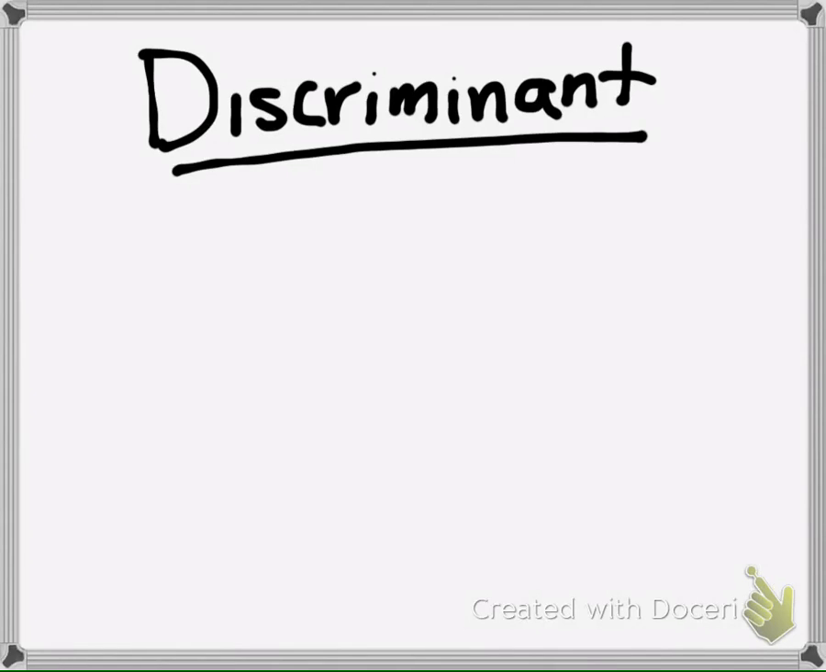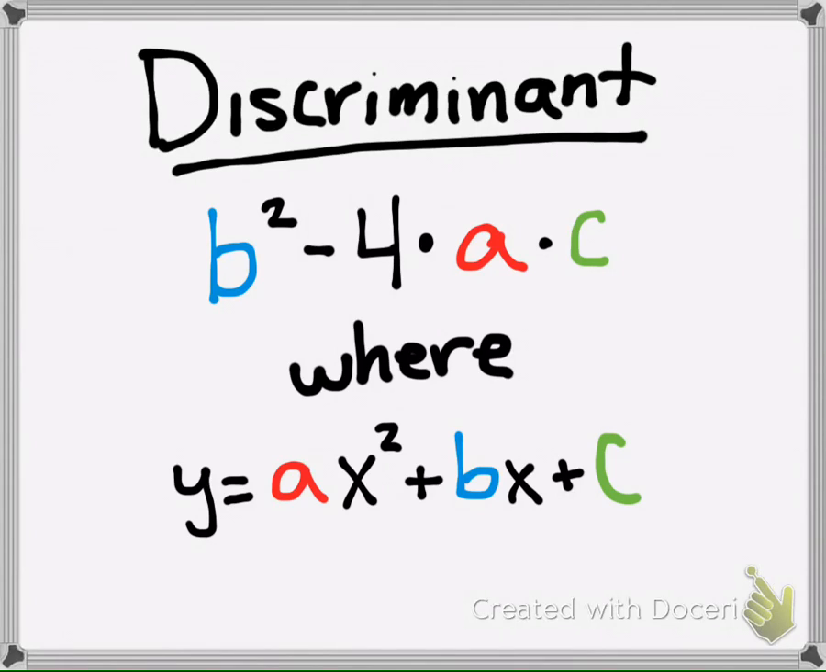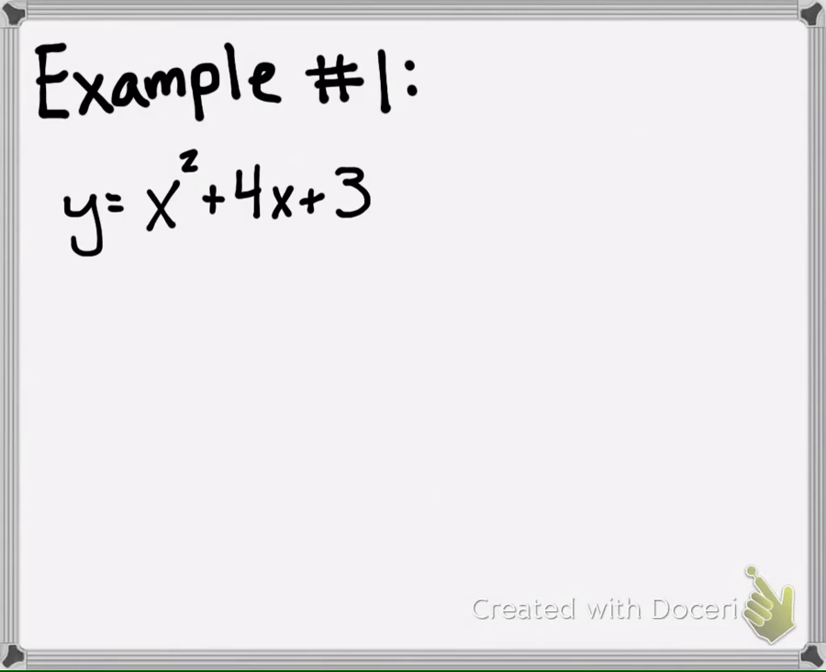So, the discriminant can be written as b squared minus 4 times a times c, where our a, b, and c come from our standard quadratic form y equals a times x squared plus b times x plus c. Now, the discriminant tells us exactly how many solutions we're going to be dealing with. So, let's run through an example.